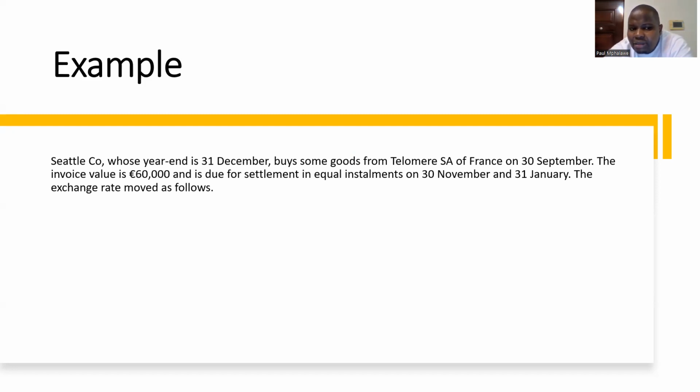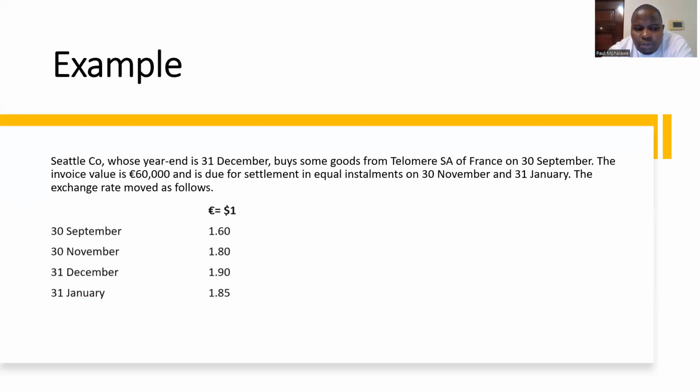The exchange rate moved as follows. On 30th September, $1 was buying 1.6 euros. On 30th November, $1 was buying 1.8 euros. On 31st December, $1 was buying 1.9 euros. And on 31st January, $1 was buying 1.85 euros.